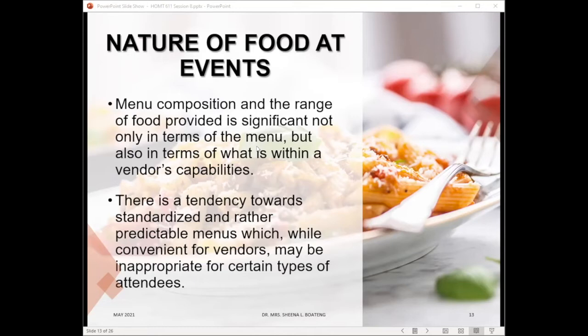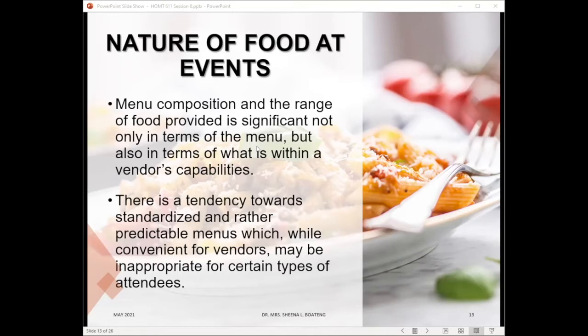Because most of the caterers in Ghana do not have the capabilities required to cook some of the more exotic menus like we experience at some of the 4-star and 5-star hotels that work with more international chefs who have more experience and higher levels of capability.